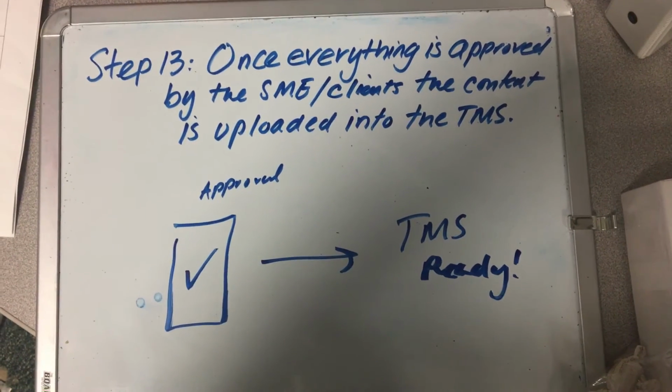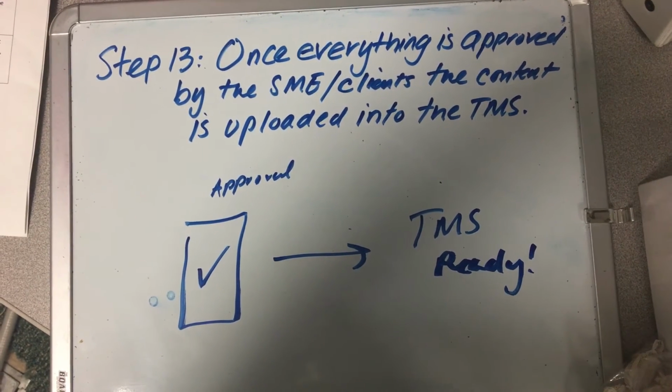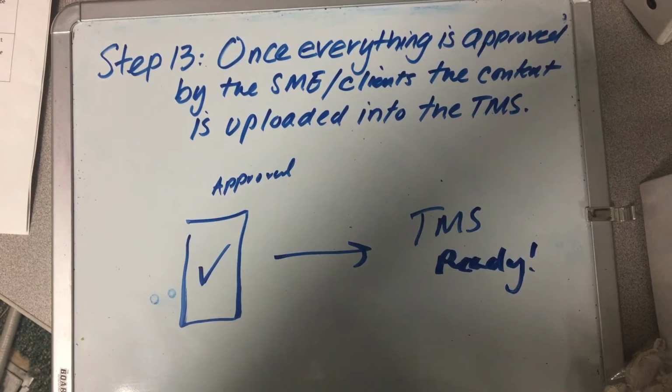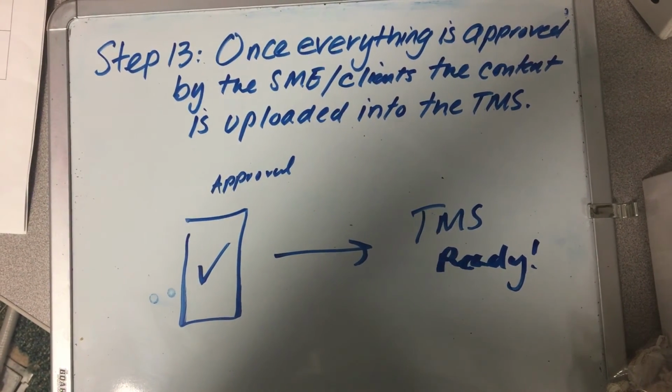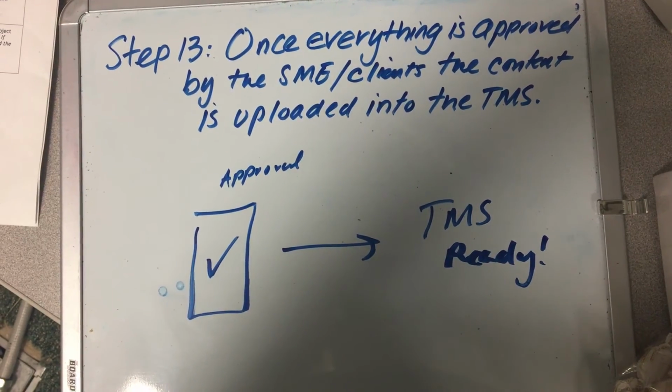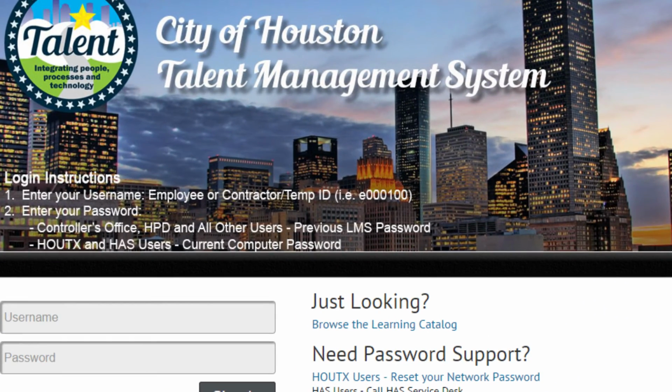Step 13. Once everything is approved by the SME or clients, the content is uploaded to the TMS. Content is packaged up in a SCORM file, or Scalable Content Object Reference Model, to be placed in TMS for others to view. If needed, the user will receive a grade on the content, and the grade will be scored in the TMS.